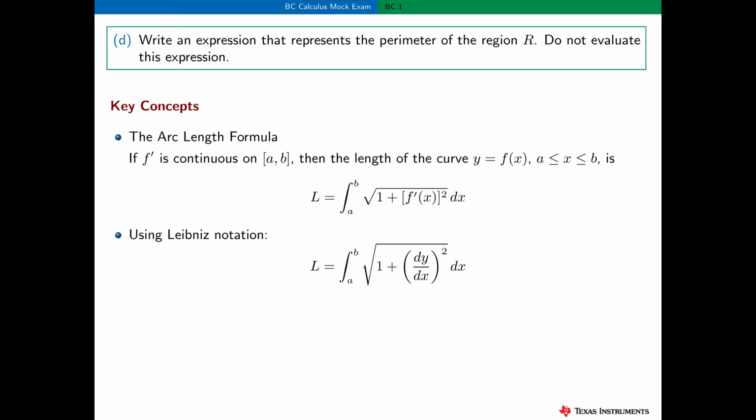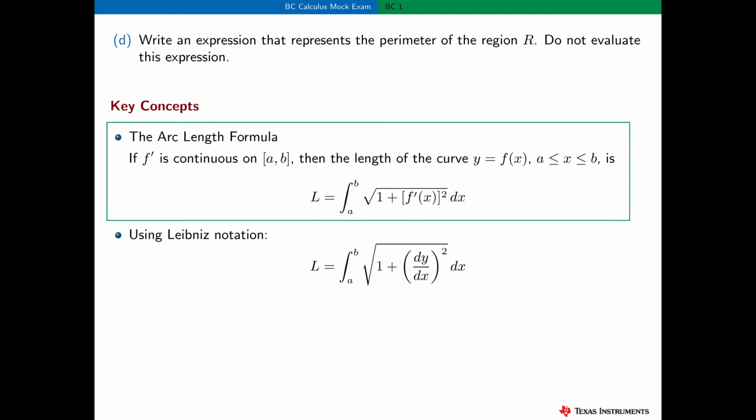In Part D, the student is asked to write an expression that represents the perimeter of the region R, and they don't have to evaluate this expression, which involves a definite integral. Here's the key idea here. We'll need to use the formula for arc length in order to answer this question. If f prime is continuous on the interval a to b, then the length of the curve y equal f of x from a to b is given by this definite integral.